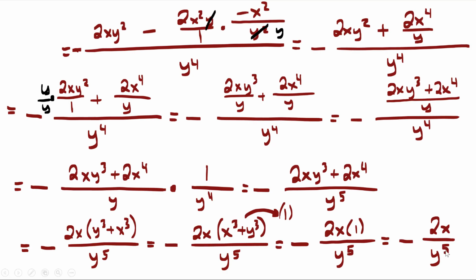Oh, y to the fourth. Okay. Sorry, forgot to mention that one. Sorry, I forgot the little 5 there. So y to the fifth. So x, sorry, I did forget the y to the fifth. There you go. Now that I'm seeing it, negative 2x over y to the fifth. We dropped that one.